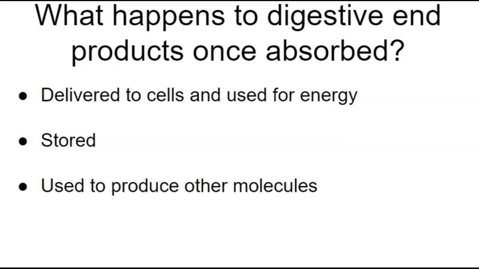So when we're thinking about making new cells, we have to have the building blocks to make new cells. And those building blocks come from the carbs, proteins, and fats that you eat. Remember, they're made out of carbon and hydrogen and oxygen and nitrogen, and all of those are used to create molecules for cell membranes or parts of the cell or muscle fibers. So the last thing that could happen is they could be used to produce other molecules.